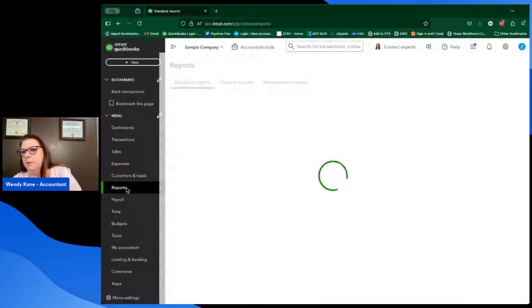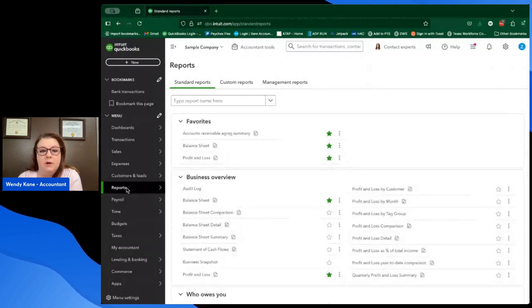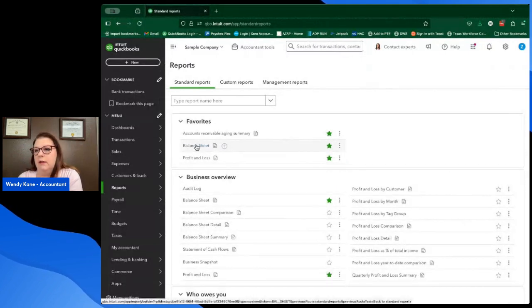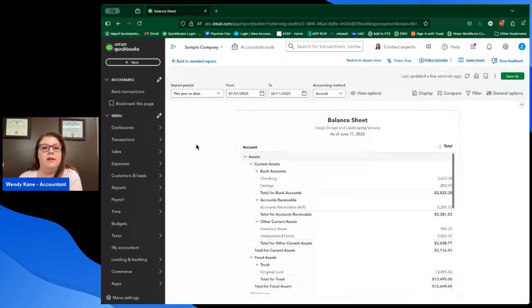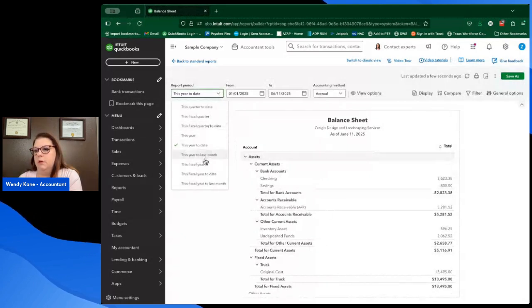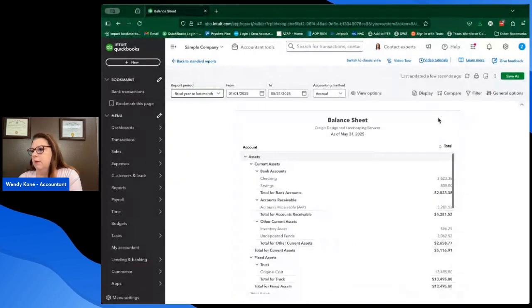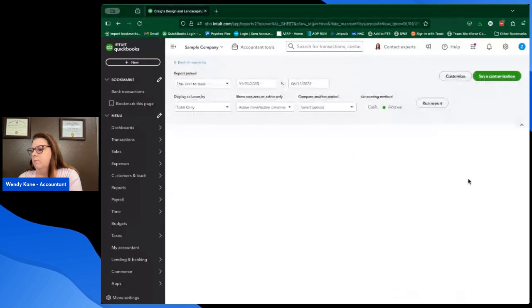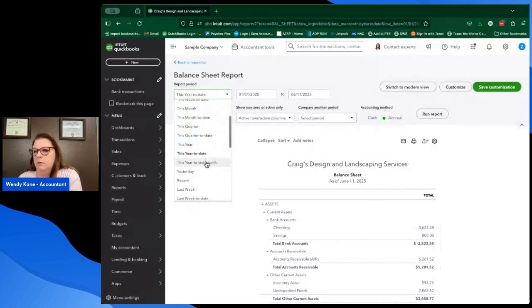Now, here's what we can go do though. We're going to run our balance sheet, and this is a report. It shows everything the business owns, its assets, and everything it owes, its liabilities. And so we want to do this year to last month. Let me see if I can get this to work right. Okay. No, not June. This year to last month.